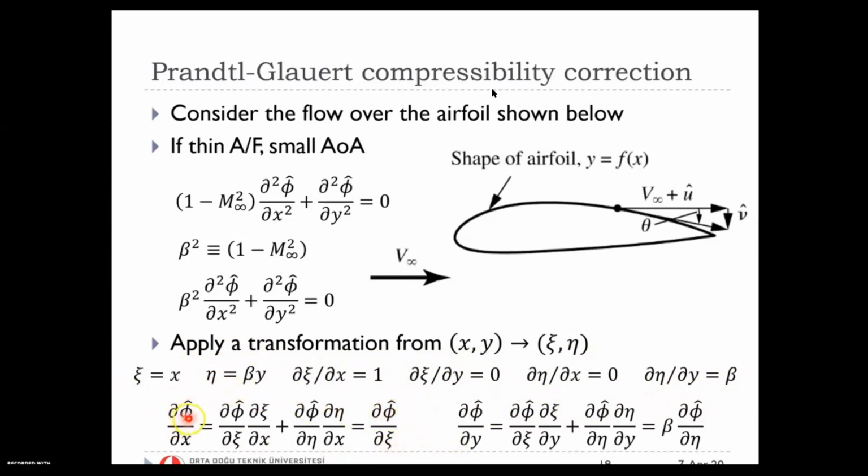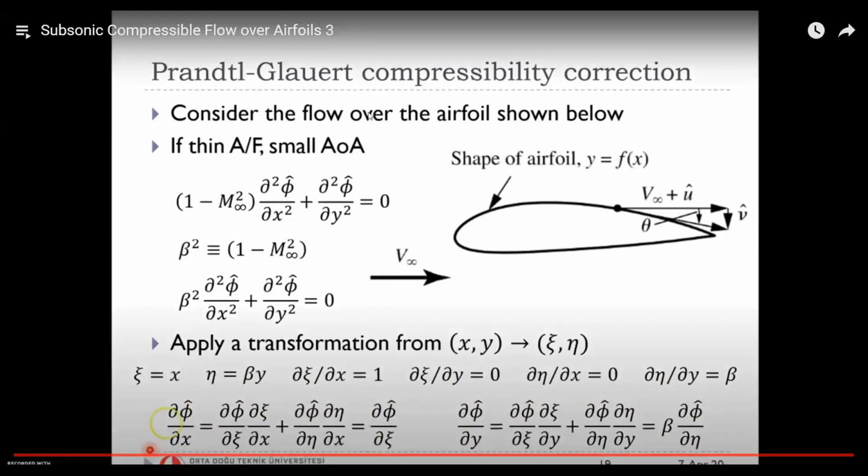Let's look at d phi hat over dx. First of all, it's d phi hat over d psi times d psi over dx plus d phi hat over d eta times d eta over dx. We are basically using the chain rule here, and as d eta over dx is 0, we end up with d phi hat over d psi. Likewise, if you do the same thing, d phi hat over dy would be equal to beta times d phi hat over d eta, which is shown on the right hand side of this slide. Okay, we'll continue in the upcoming video.